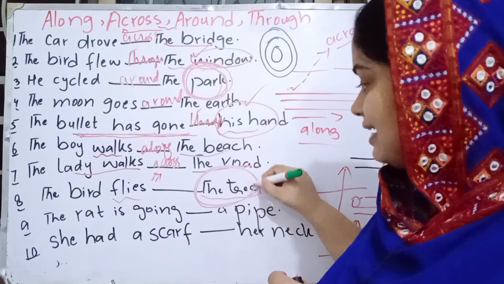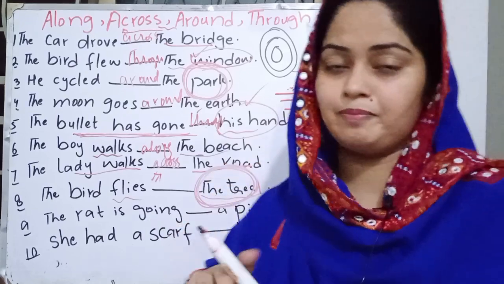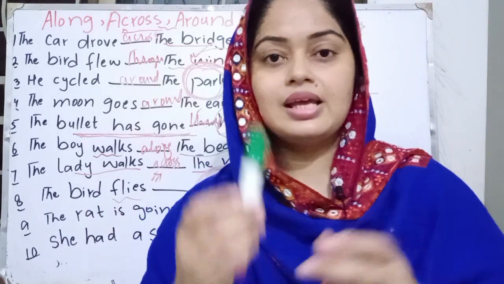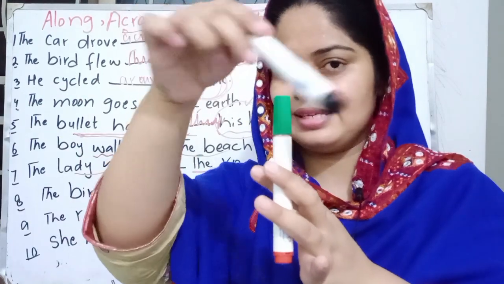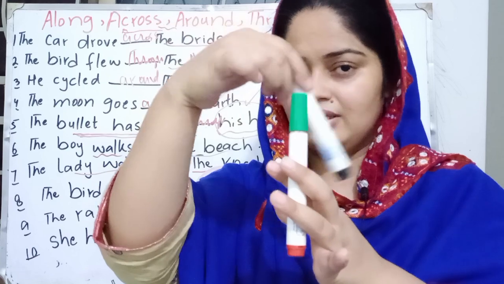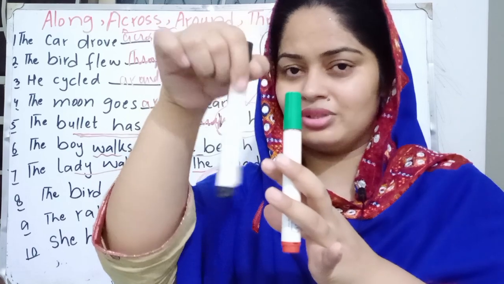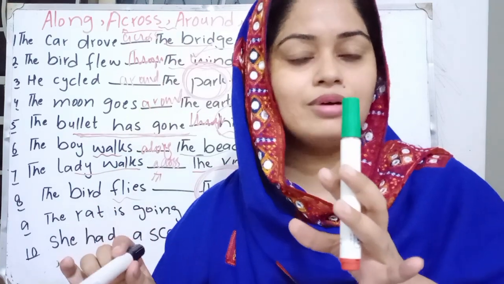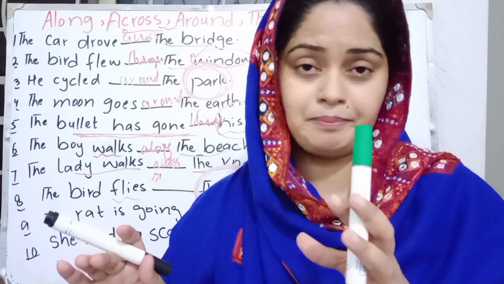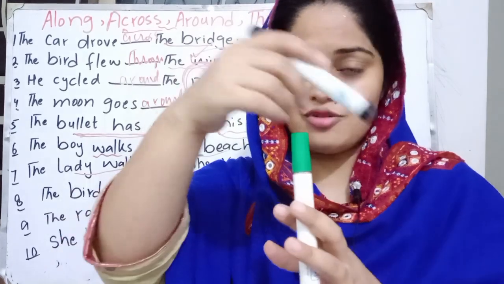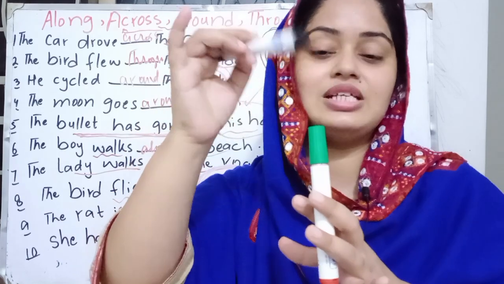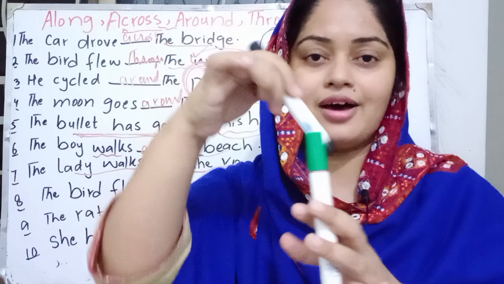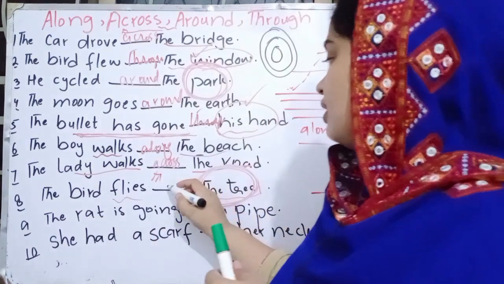The bird flies the trees. The bird flies around the tree. This is a tree, this is the bird. The bird flies around the tree because the movement of the bird is in a circular, surrounding shape. So the correct preposition is: the bird flies around the tree.